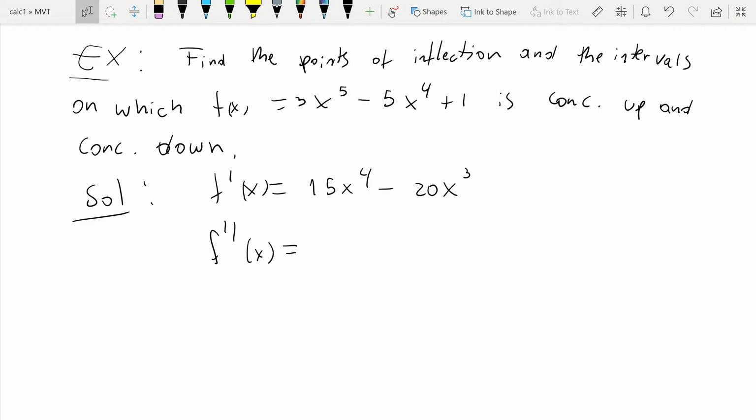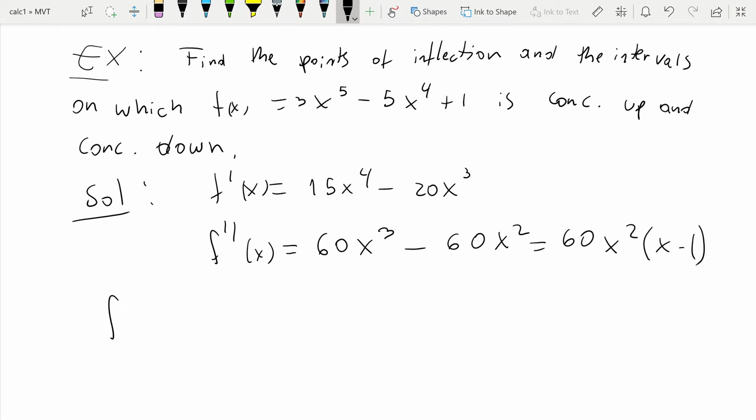Okay, so f double prime of x is then 60x cubed minus 60x squared, which factors as 60 times x squared times x minus 1. And when f double prime of x is equal to 0, then you're going to have candidates for inflection points: the points x equals 0 and x equals 1.